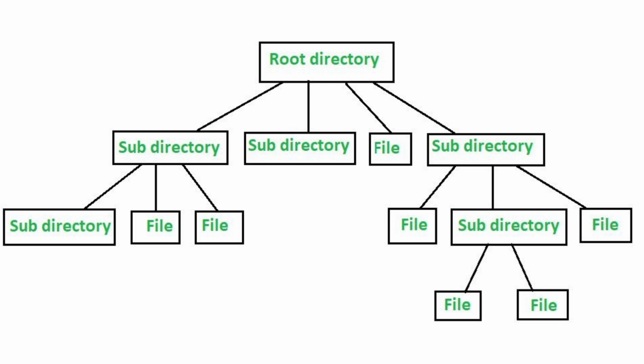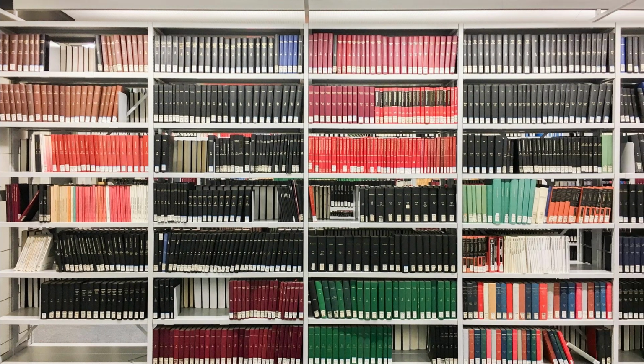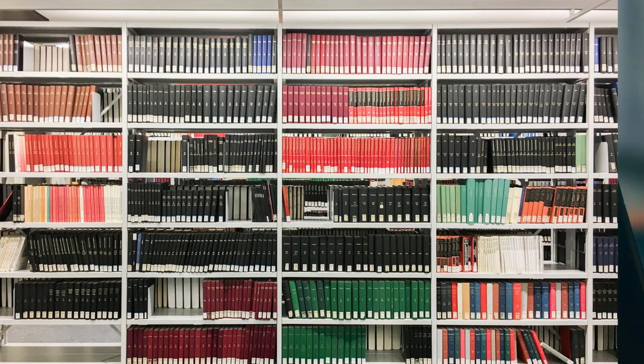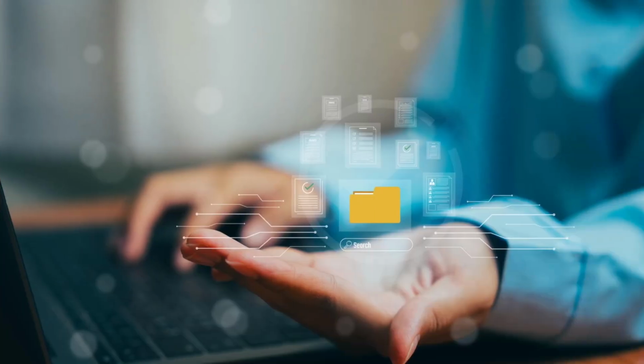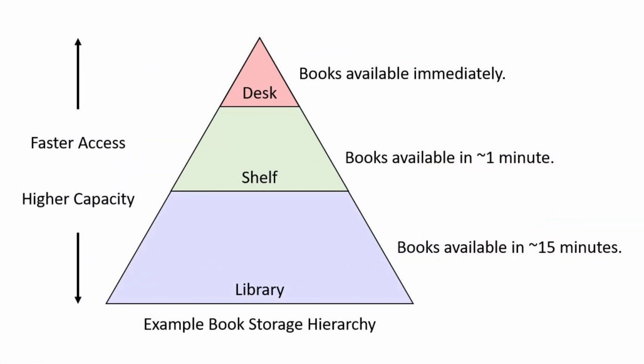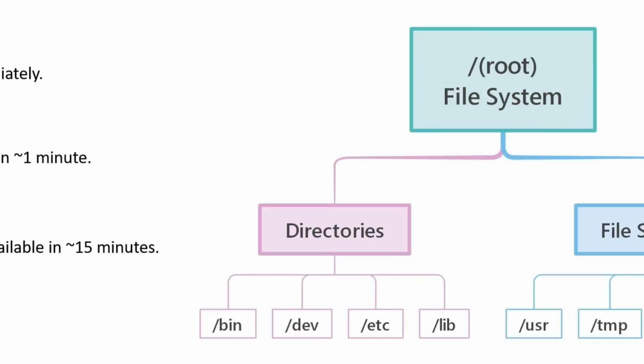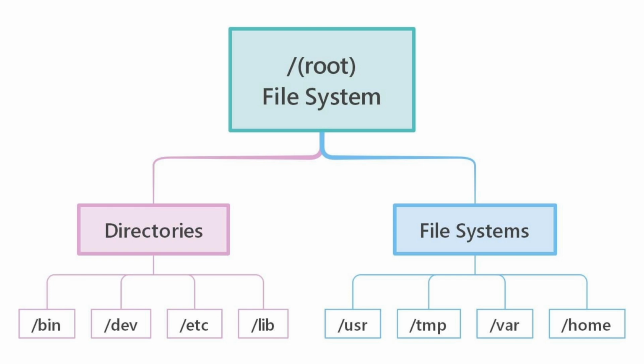Let's understand this with a simple analogy. Think of a library. Books in the library are like files. Shelves are like folders. And the location of a book in the library is like the file path. Without proper organization, it would be very difficult to find anything. In the same way, the file system keeps everything organized inside a computer.